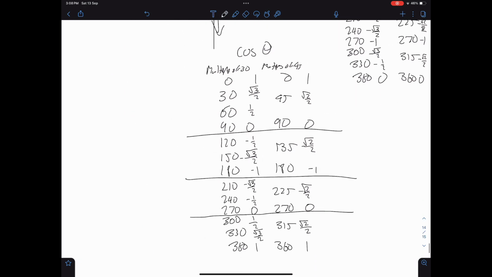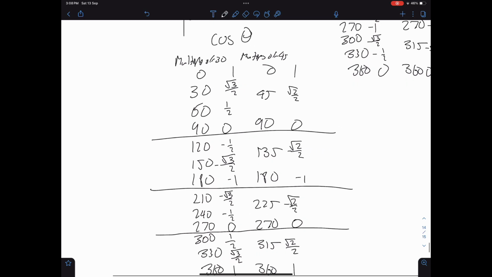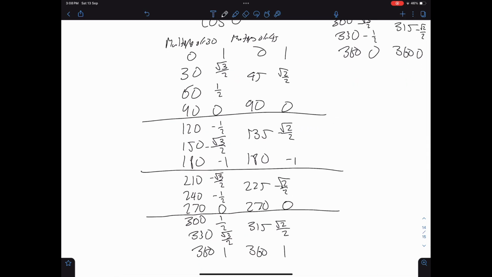And obviously we could convert all of these to radians. That would be 0. This would be pi over 6. This would be pi over 4. This would be pi over 3. And this would be pi over 2. This would be 2 pi over 3. This would be 3 pi over 4. This would be 5 pi over 6, and this would be pi.